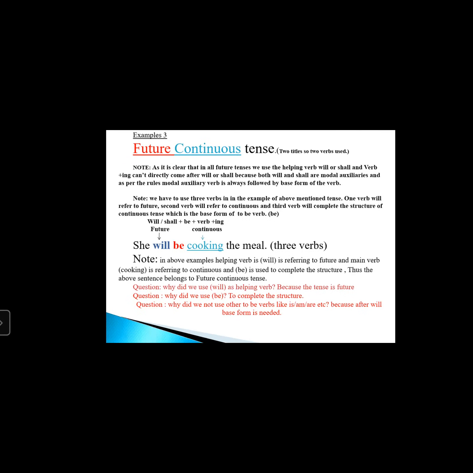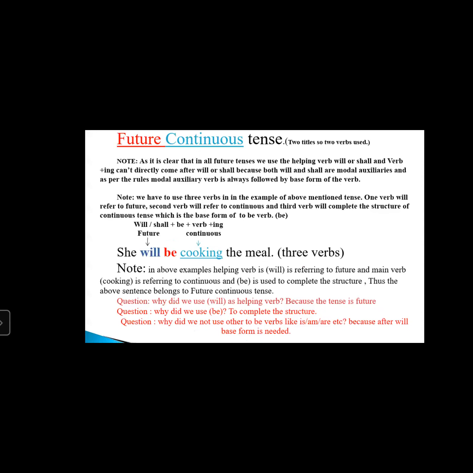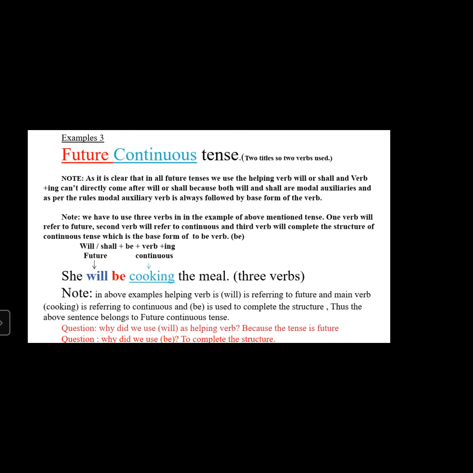It's clear that in all future tenses, we use the helping verb will or shall, and verb ing cannot directly come after will or shall, because both will and shall are modal auxiliaries. And as per the rules of modal auxiliary verbs, they are always followed by the base form of the verb. So we have to use three verbs here in the example. One verb will refer to future, the second verb will refer to continuous, and the third verb will complete the structure of continuous.